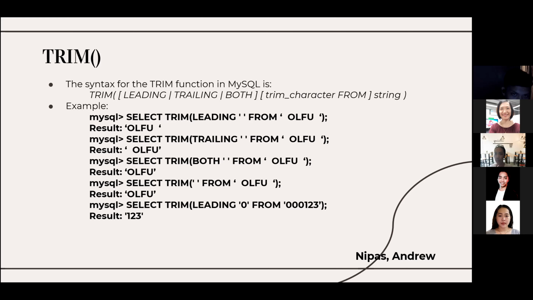Okay, so the trim function. The syntax for the trim function is trim, leading, trailing, and both. The difference between the three is the places. As you can see in the first example, the leading syntax will trim before the string. Here there are white spaces before the alpha, and the result will now be cut or trimmed.